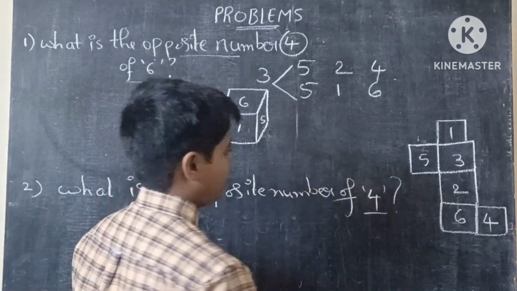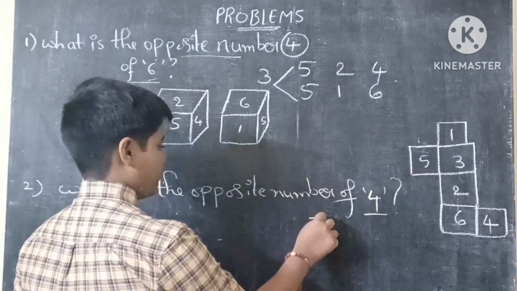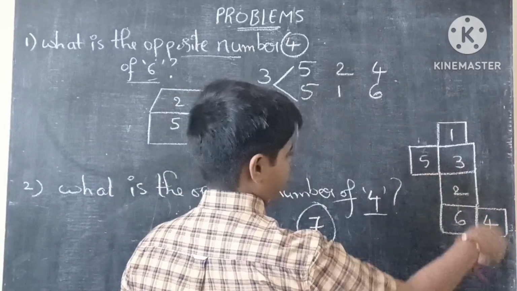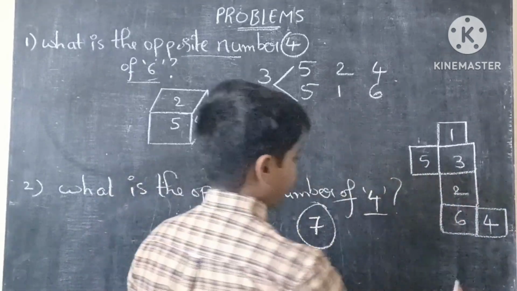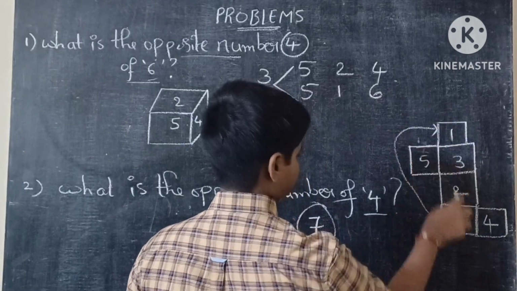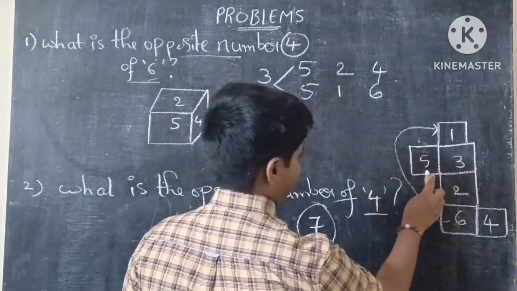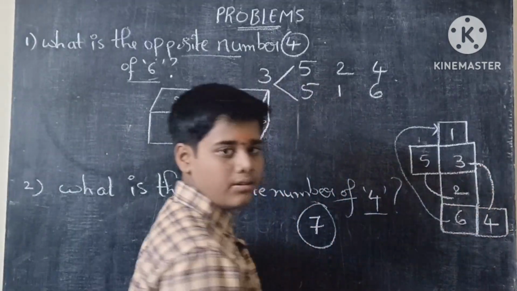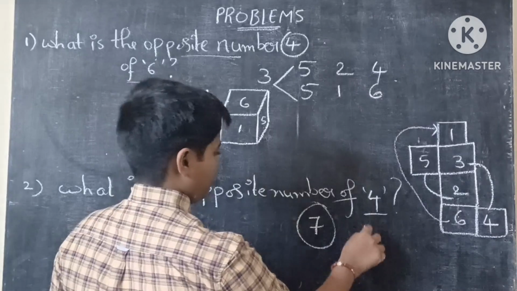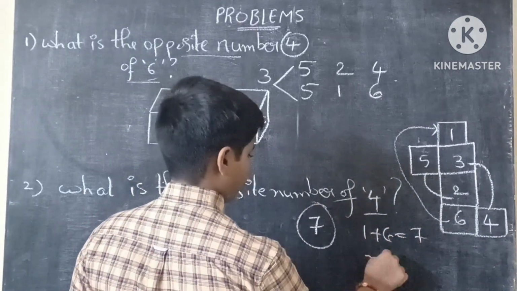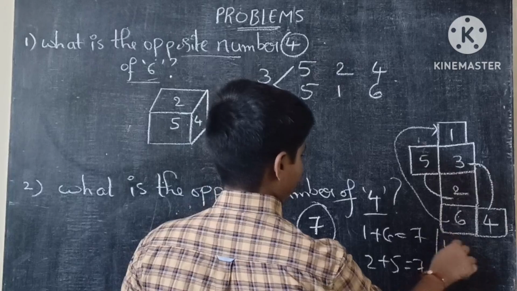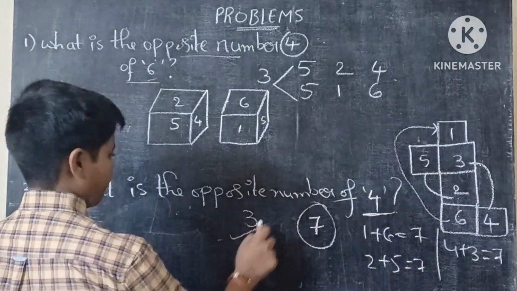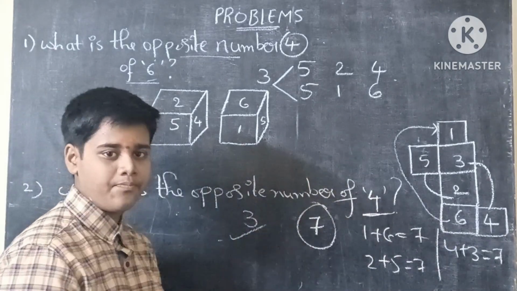So we have to first see the sum as 7, then we have to say the opposite number. This is one of the dice unfolded. 6 is the opposite of 1, 6 plus 1 is 7. 5 is the opposite number of 2, 5 plus 2 is 7. And 4 is the opposite number of 3, 4 plus 3 is 7. So here, the opposite number of 4 means 3. So this is the second sum.